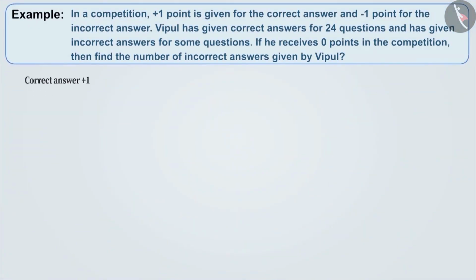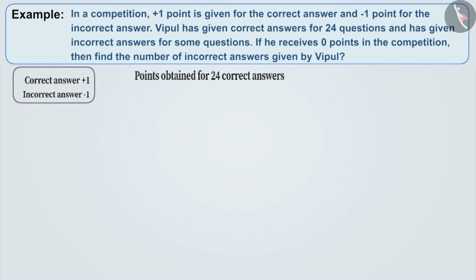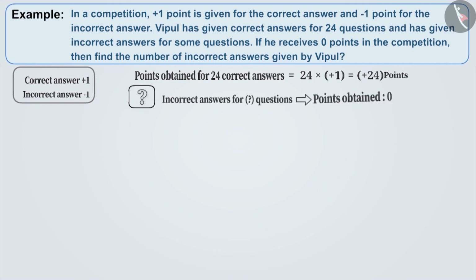Plus 1 point is given for the correct answer and minus 1 point is given for the incorrect answer. Since Vipul has given 24 correct answers, therefore Vipul will get 24 into plus 1 is equal to plus 24 points. We need to find the number of incorrect answers given by him, due to which his total points are 0. We can say that points for correct answers plus points for incorrect answers is equal to 0.